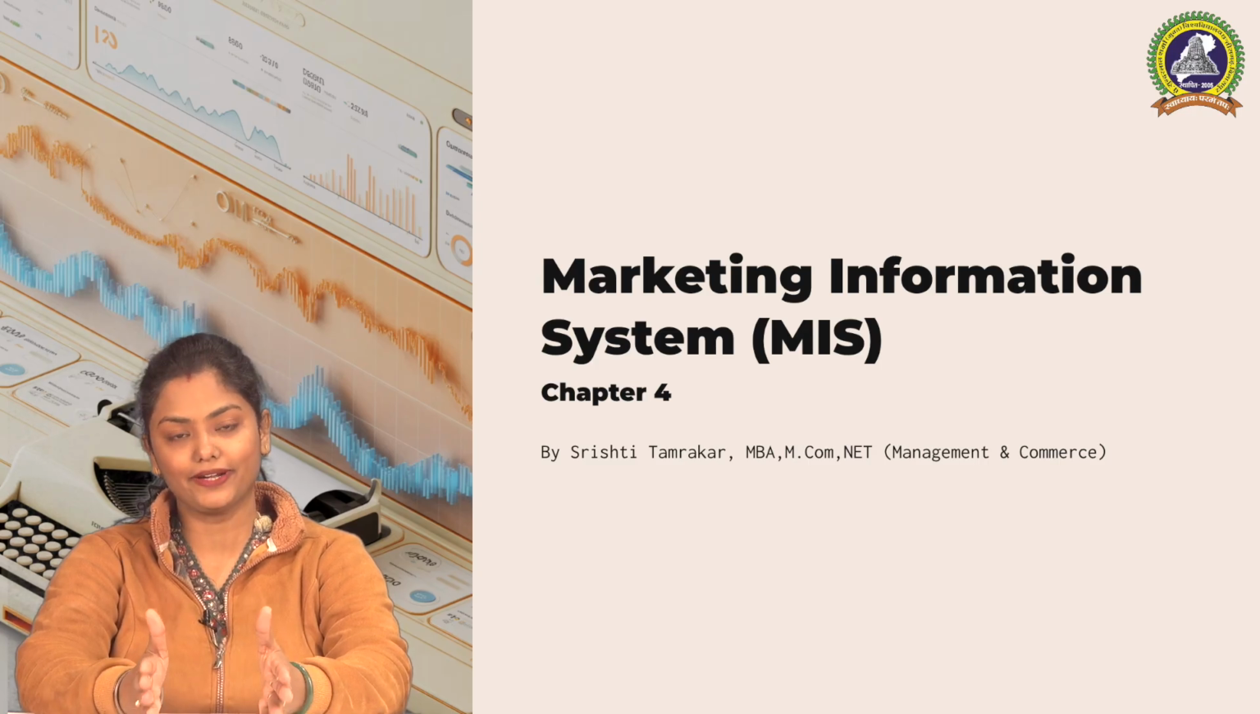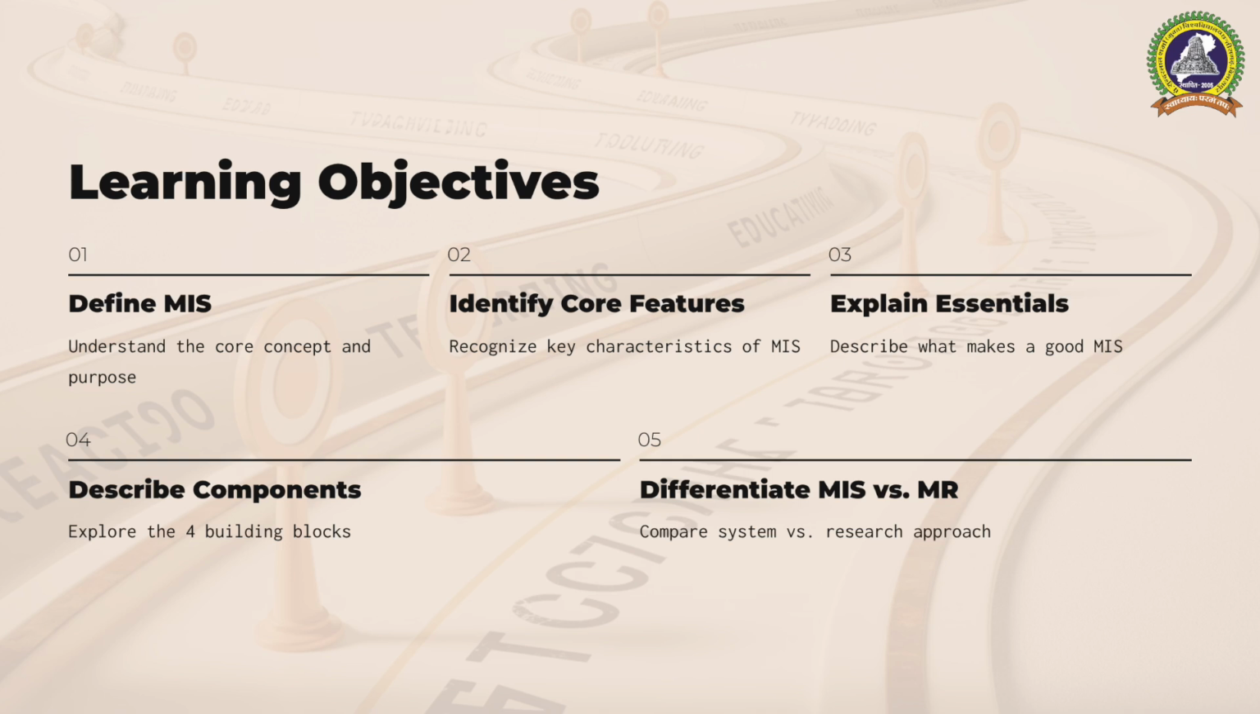competitive environment. Let's outline our learning objectives for this session. By the end of this lecture, you should be able to, first, clearly define what a marketing information system, or MIS, is. Second, you will be able to identify the key features that characterize an MIS. Third, we will discuss the essential elements that make an MIS not just functional but good.